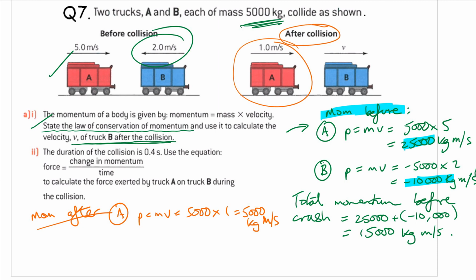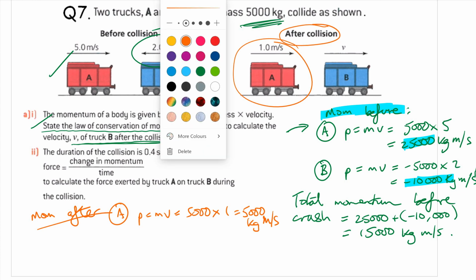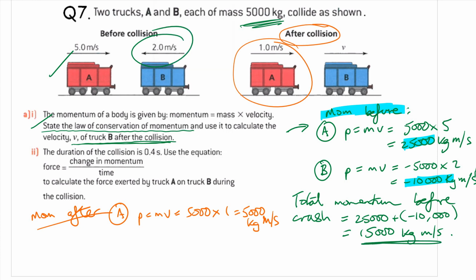Now, momentum before must equal the momentum after. We know the momentum before was 15,000. The momentum after, we've worked out part of it was 5,000. So the conservation of momentum, the law is momentum before equals the momentum after. So we've now got to work out the momentum of this truck here, which is pretty simple. B, its momentum must be 15,000.